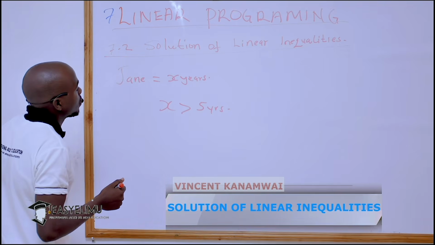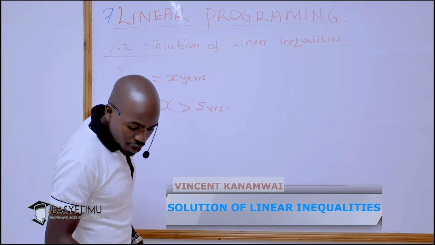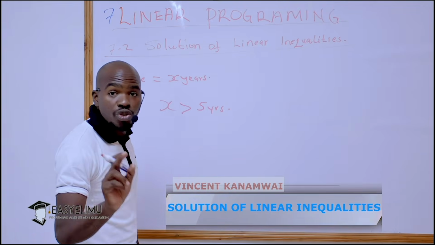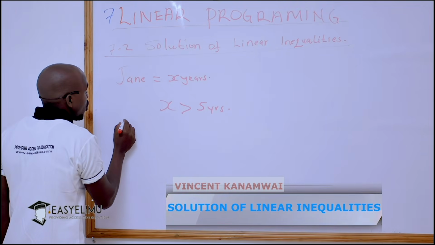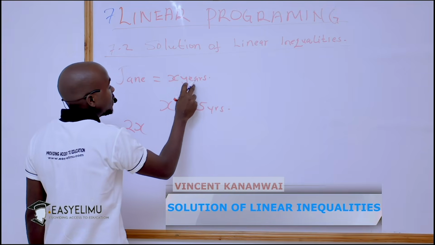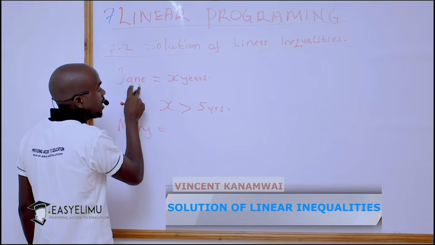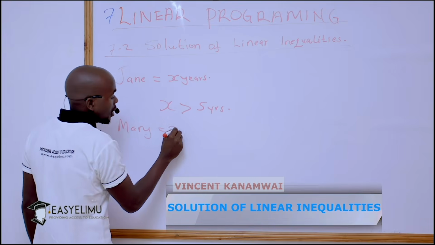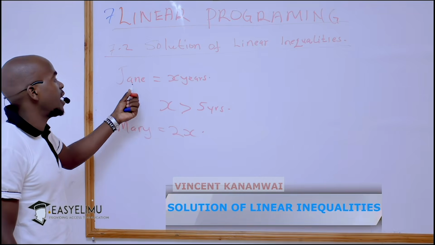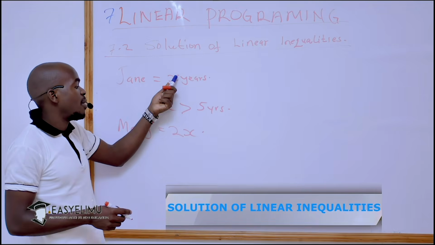We have also been told that Mary is twice as old as Jane. If Jane is x years, then Mary is going to be twice as old as Jane. So if the age of Jane is x years, then that of Mary will be 2 multiplied by x, which is 2x.